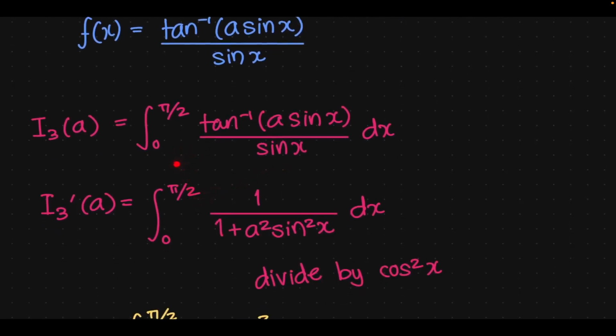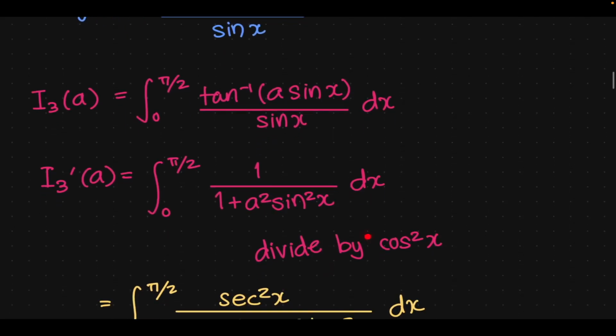Now let's differentiate with respect to a, akin to the Feynman method. That's why I said there are two methods here. We have a Lobachevsky simplification and a Feynman parameterization, and now differentiation. I3 prime of a is the integral from 0 to pi over 2 of 1 over 1 plus a squared sine squared x dx.